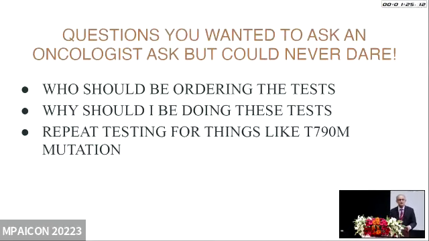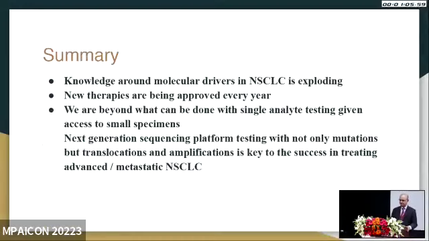Who should be ordering the test? This was a question that was asked a few years back, whether the clinician should be ordering it or the pathologist. At our place, it is the pathologist who takes the onus, and we order it reflexively. Repeat testing for things like T790M and mutation testing should be kept in mind.